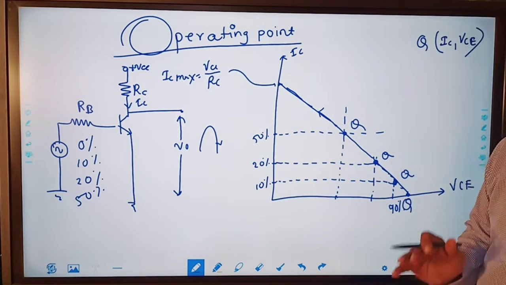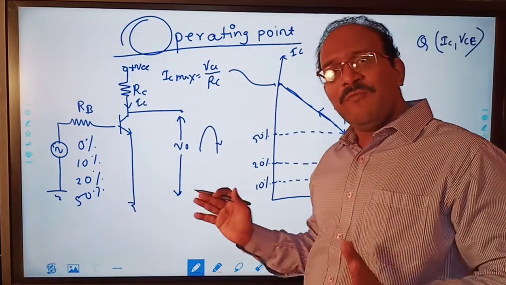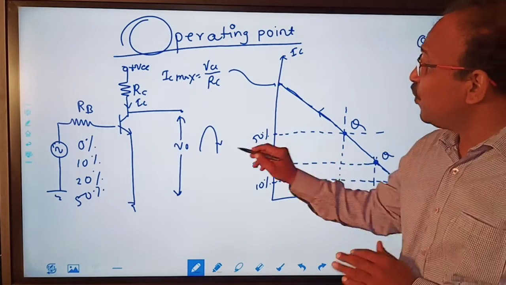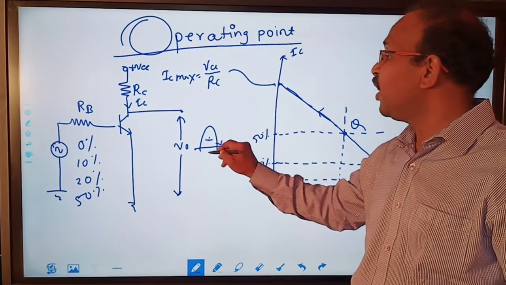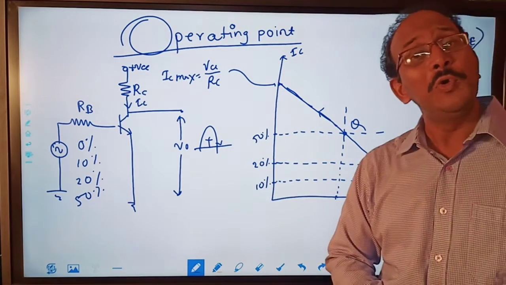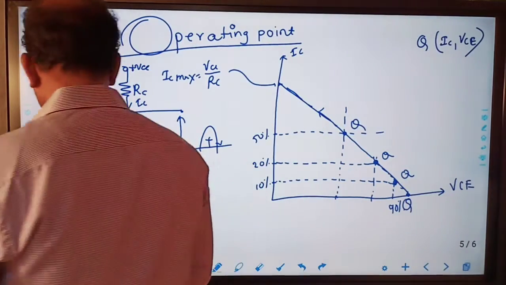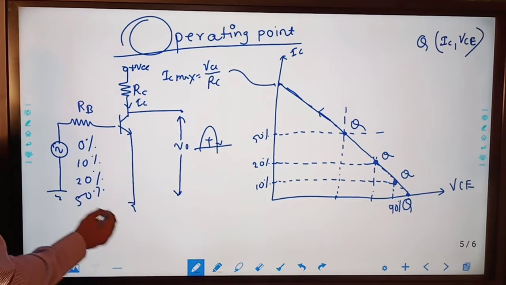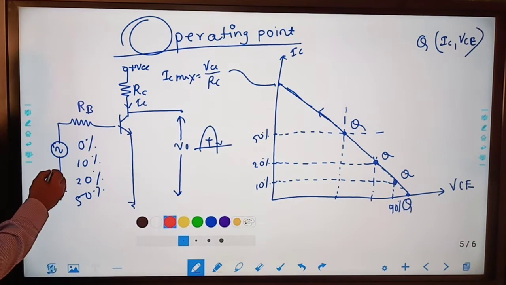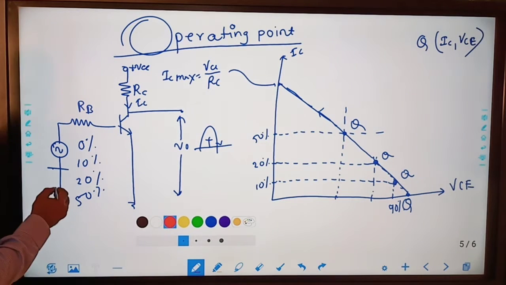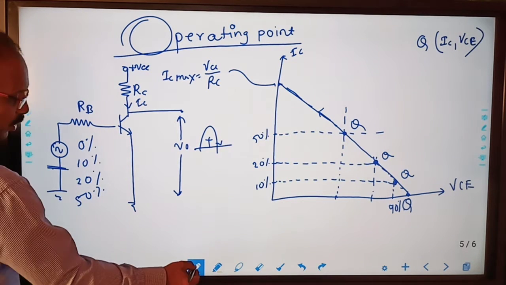So what is the problem with this circuit? The problem is that it will amplify only the positive half cycle. So what to do for this? Then we have to use biasing. So we will be adding one battery.